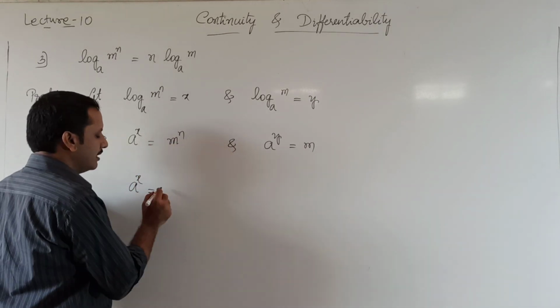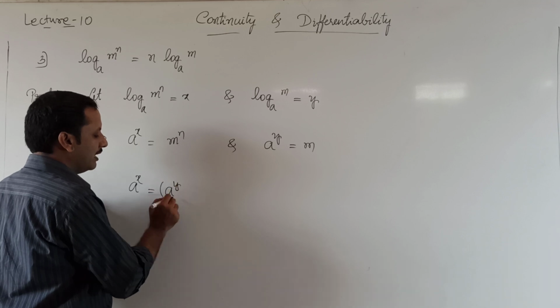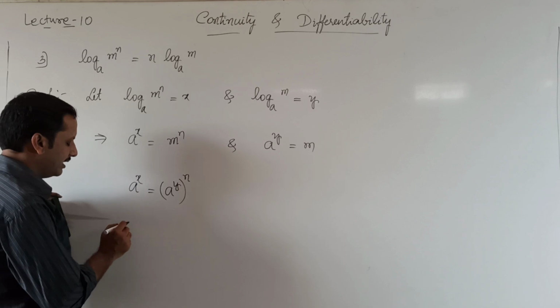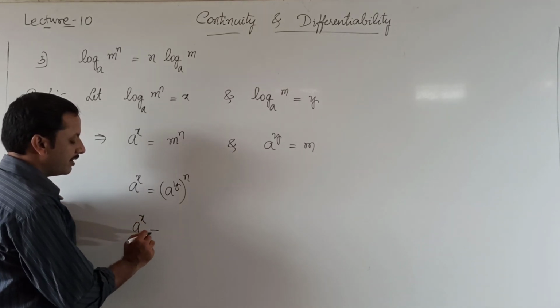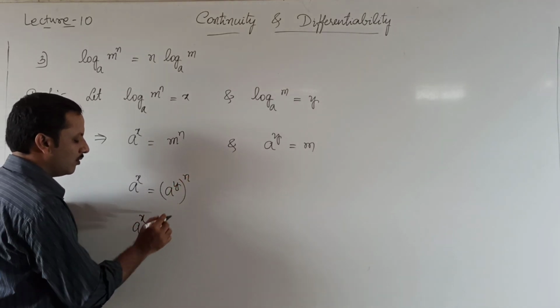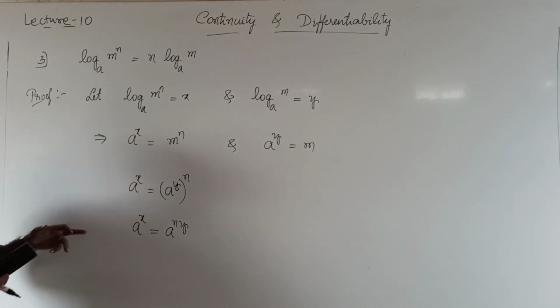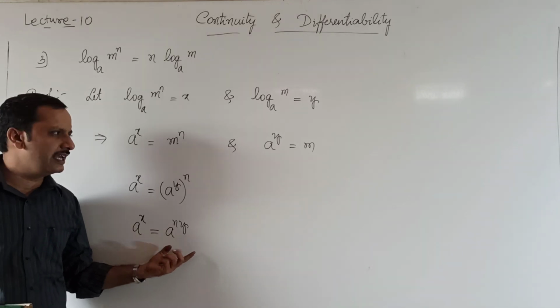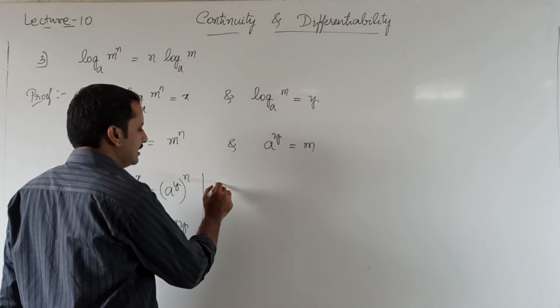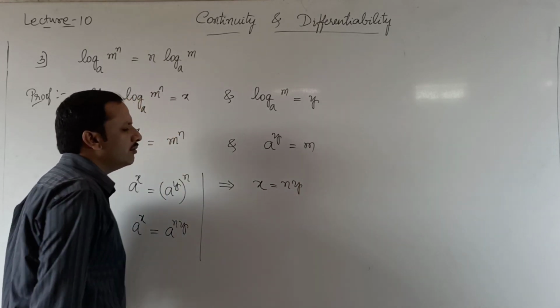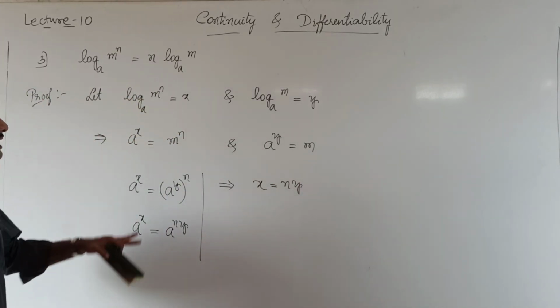In place of m, I will write a power y whole power n. So a power x is equal to a power y whole power n, which is a power ny. A power x is equal to a power ny. This will imply that x is equal to n into y.